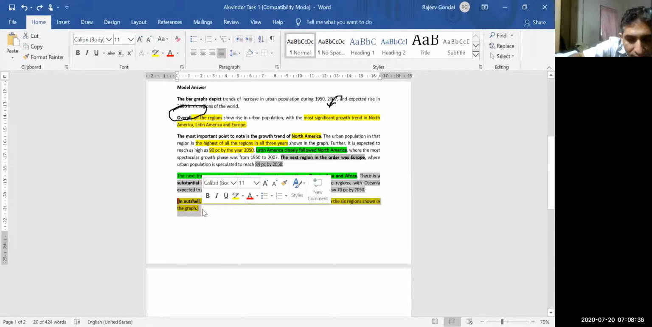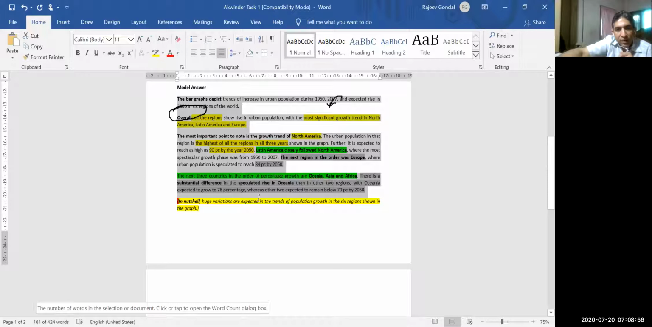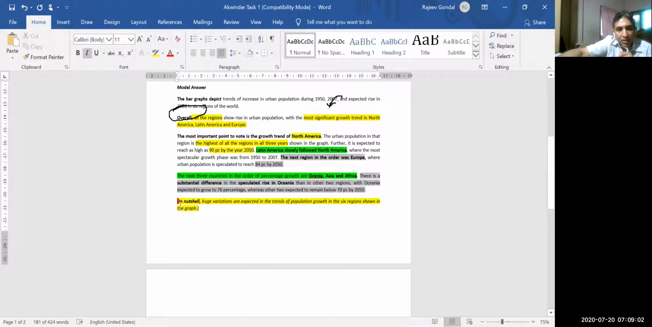I'll put it in italics, because there's no need to write a conclusion in case, the last statement, it's not a conclusion though. Summary of it in case the whole thing is already, like for example, up till this line, I can see I'm already touching around 181 words, which is way beyond 150 words. So why should you write it unless it is something substantial? Yeah, so you can take a call. In nutshell, huge variations are expected in the trends of population growth in the 6 regions shown in the graph. So this is a very good way of presenting information on these kind of graphs.